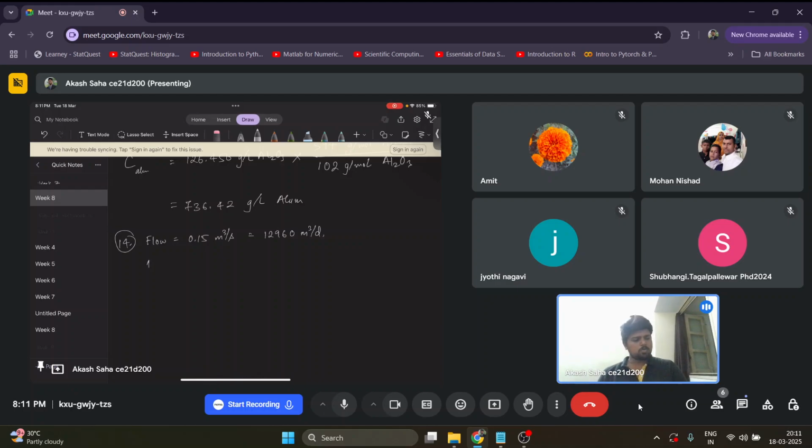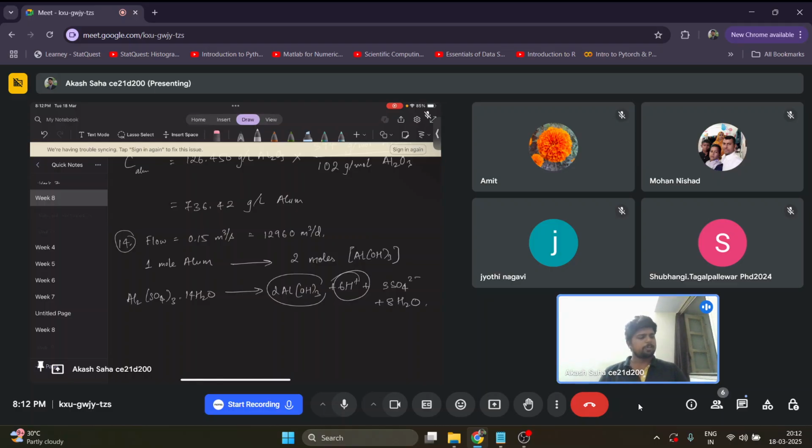Now 1 mole of alum is giving, because we are finding out the sludge, 2 moles of AlOH thrice. You have seen the equation, right? So I will write it out down again. Al2(SO4)3·14H2O will give 2 Al(OH)3 plus 6H+ plus 3SO4 2- plus 8H2O. So for alkalinity we have to see this, for sludge we have to see this.